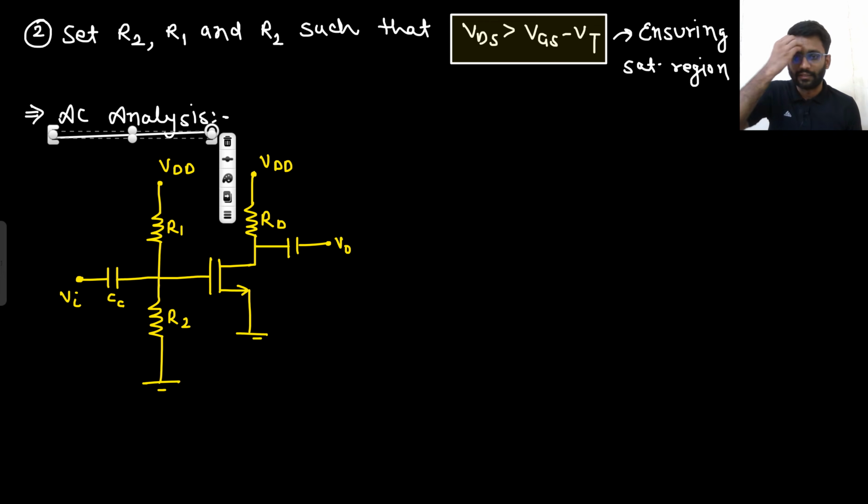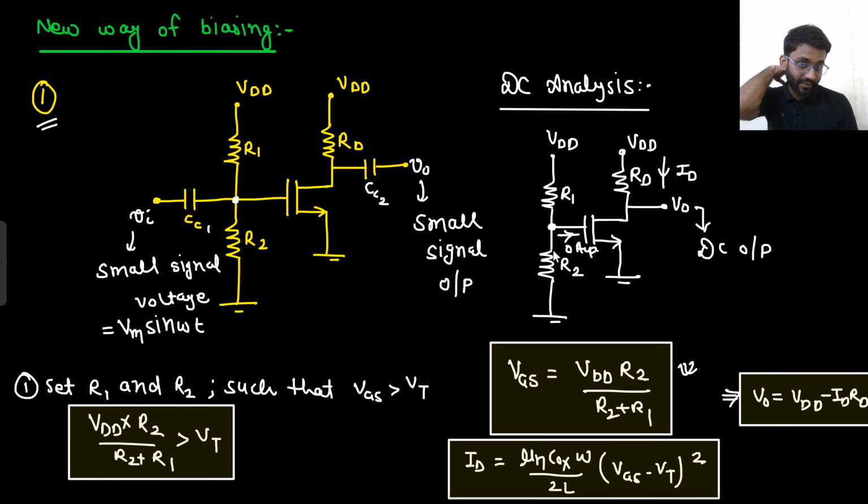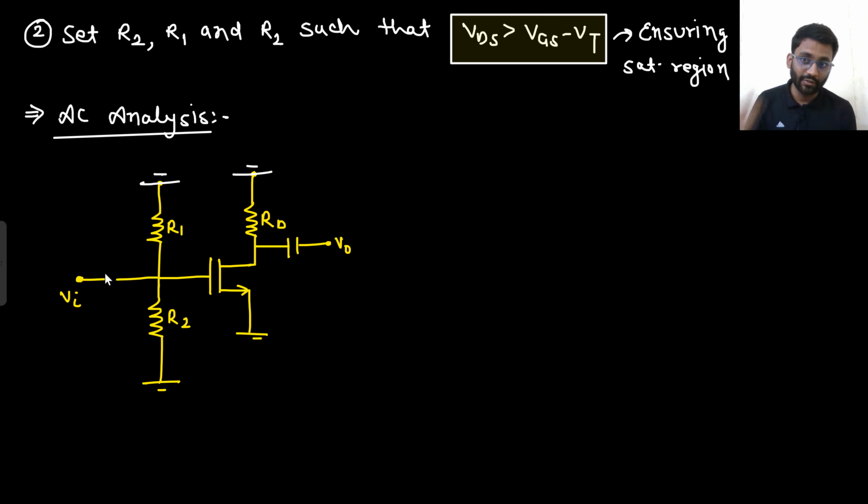What will happen in the AC analysis? This VDD will be gone. This VDD will also be gone. This cap will be shorted. In case of DC analysis, the cap was open circuited. In this case, this will be shorted. This is shorted now, and this cap will also be shorted.